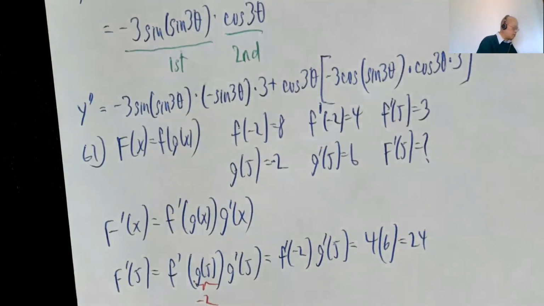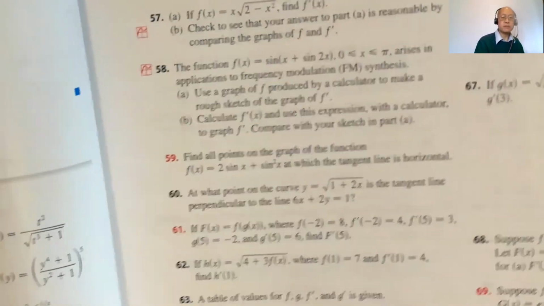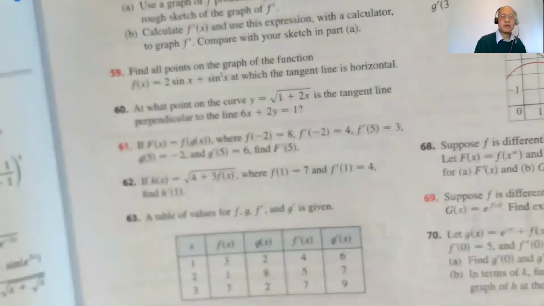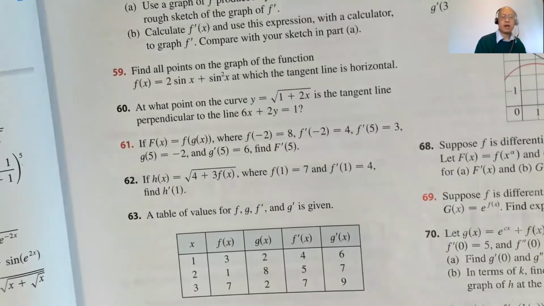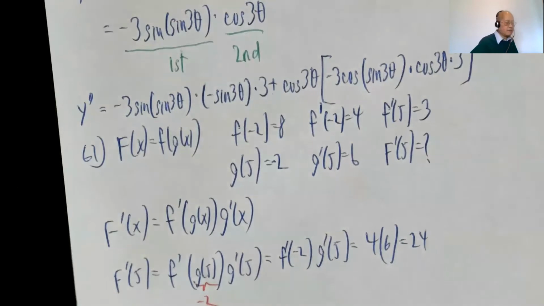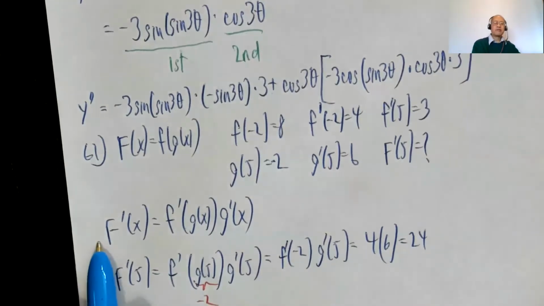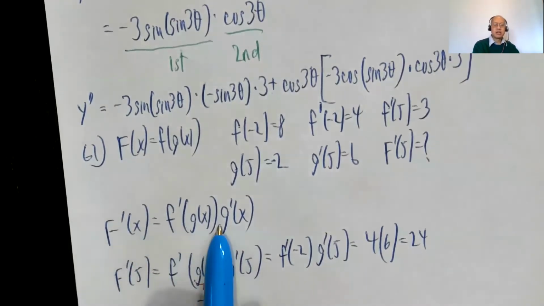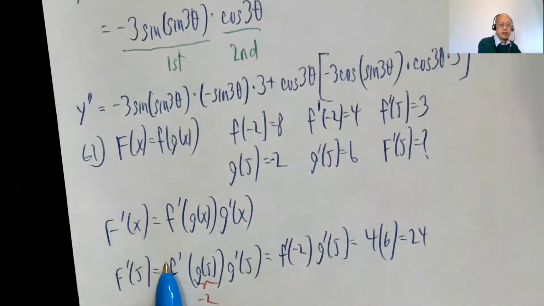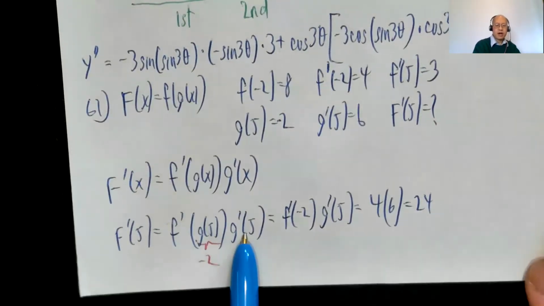Okay, and 61, how do I do 61? So they give me all this information. They want f prime of 5. So capital F prime of x is f prime of g of x, g prime of x. So now I just plug in 5 here and 5 here.